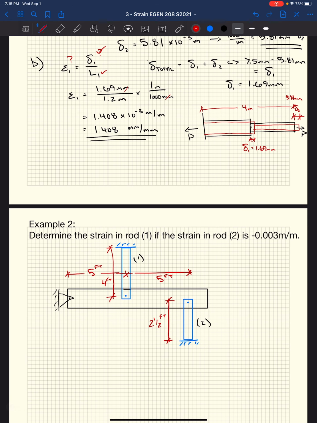All right, we're going to go through another example. Given the setup we have here, we want to determine the strain in rod 1 if the strain in rod 2 is negative 0.003 meters per meter. Well, let's get rid of meters per meter first. That was a mistake. We're going to call this feet per feet, essentially the same thing, but we want consistent units with the diagram. As you can see, all of our dimensions are in feet.